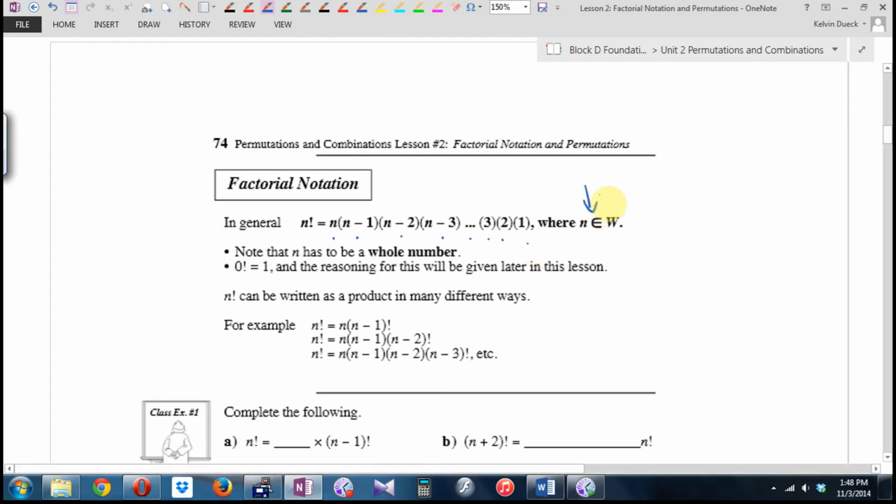Where n has to be whole numbers, unfortunately. There's no such thing as 6.3 factorial, because you'd go 6.3 times 5.3 times 4.3 times 3.3 times 2.3 times 1.3 times 0.3 times, you never get to the actual 1 and you never know when to stop. Okay. 0 factorial is defined as 1. That doesn't make sense, I realize, but it has to be that way. Otherwise, we end up with a bunch of other problems. And so I'll talk about later on why 0 factorial is 1.